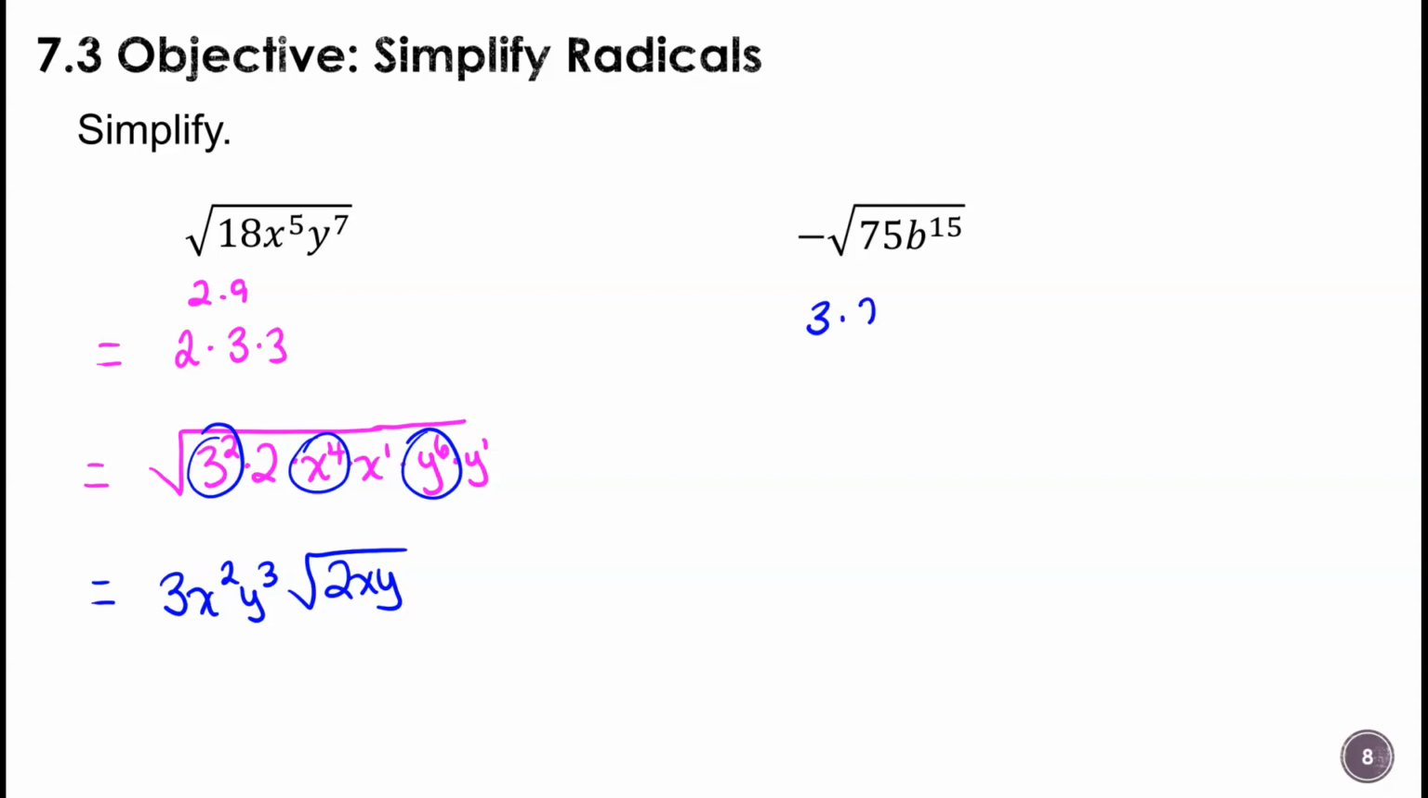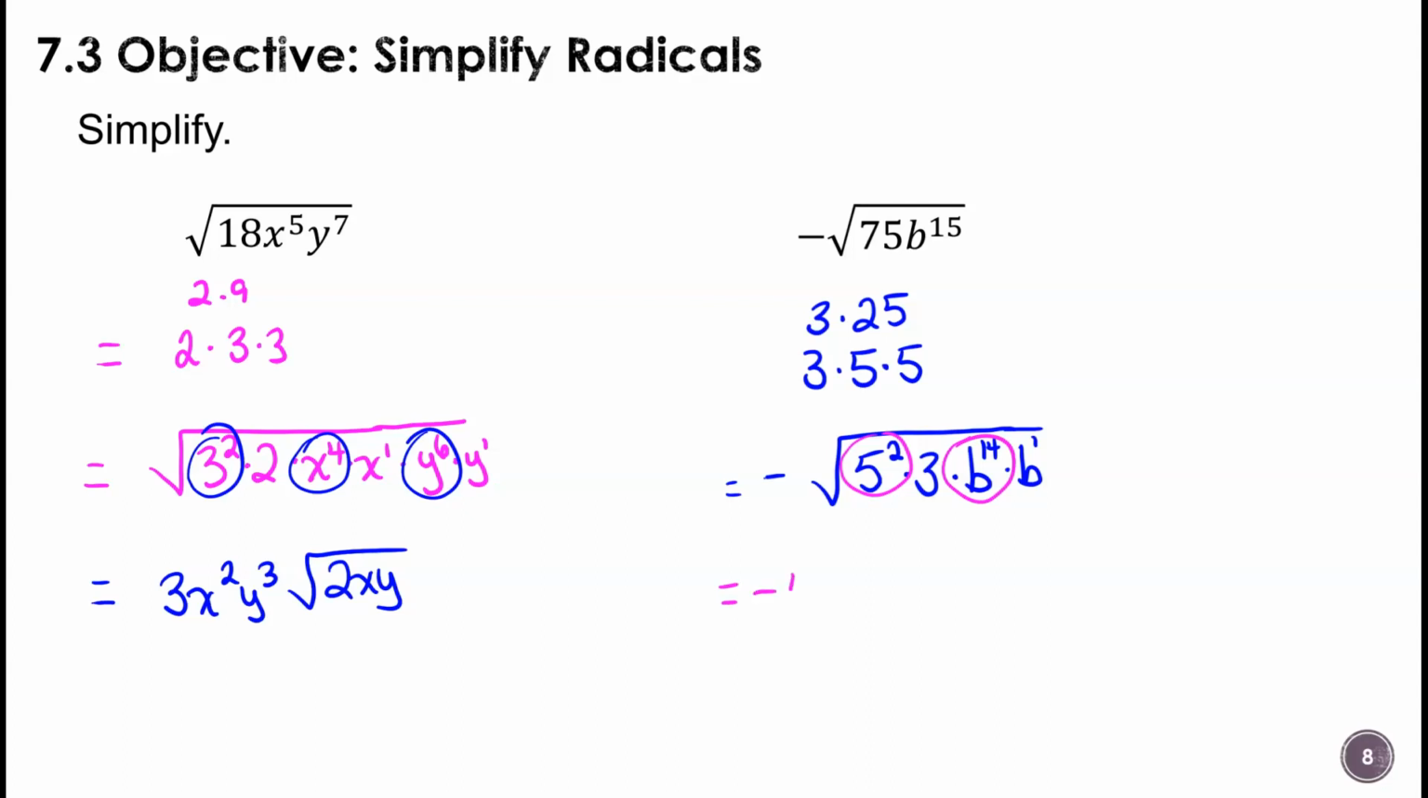So 3 times 25 is 3 times 5 times 5. And then on the b, we're going to just split that up as 14 and 1, right, on the exponent. So this is going to be 5 squared times 3, b to the 14th times b to the 1st. I can bring out the even exponents. There's a root for those. So that's going to be negative 5b to the 7th times the square root of 3b. And then that's completed.